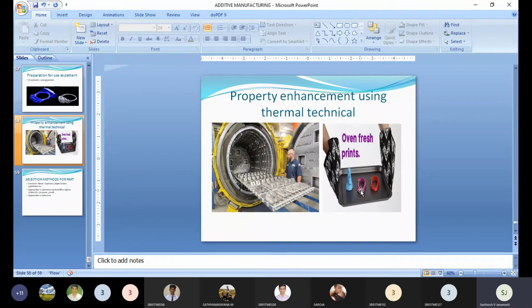These 3D products need to be taken into the oven for temperature enhancement, or we need to use the thermal technique to improve their mechanical or physical properties. So here we have a big structure that needs to be put into the oven. What kind of property can we enhance by doing the thermal treatment? Definitely we know, it is the thermomechanical treatment.